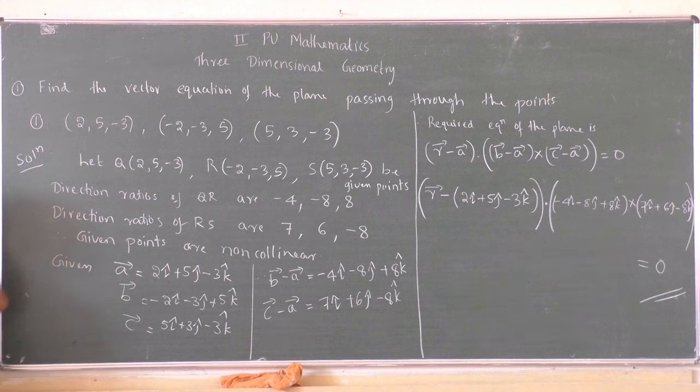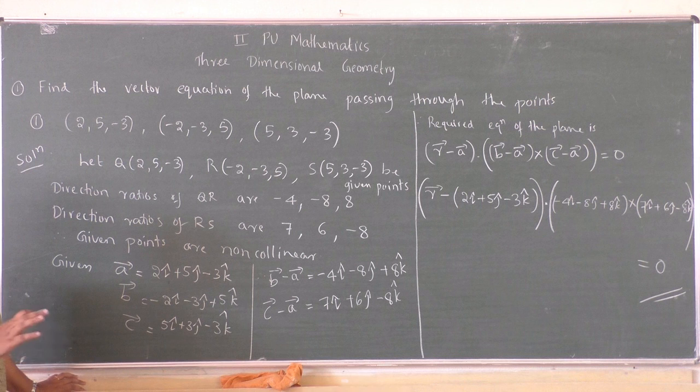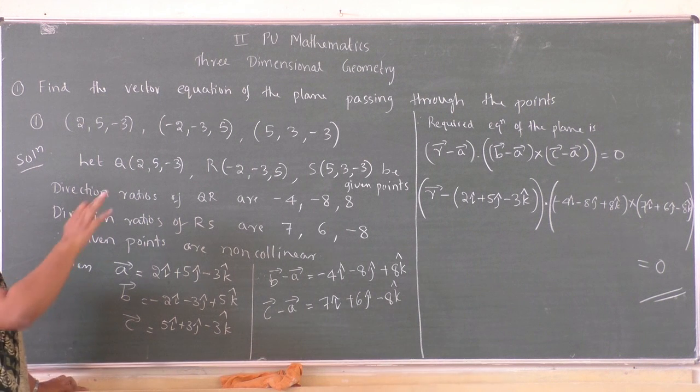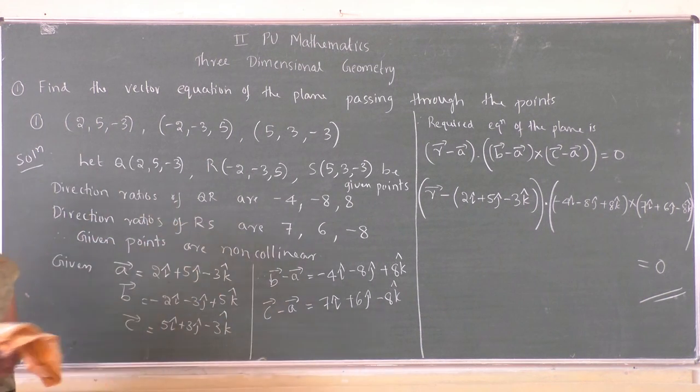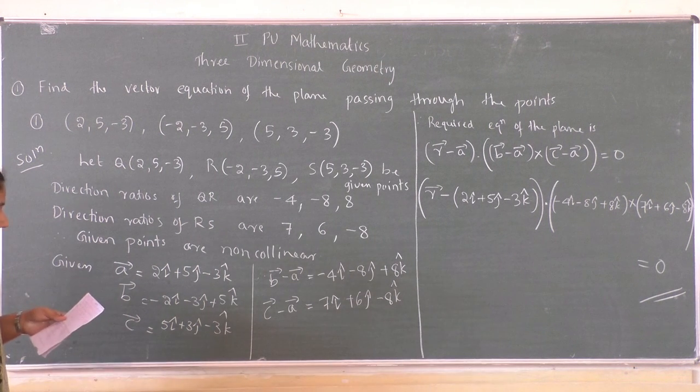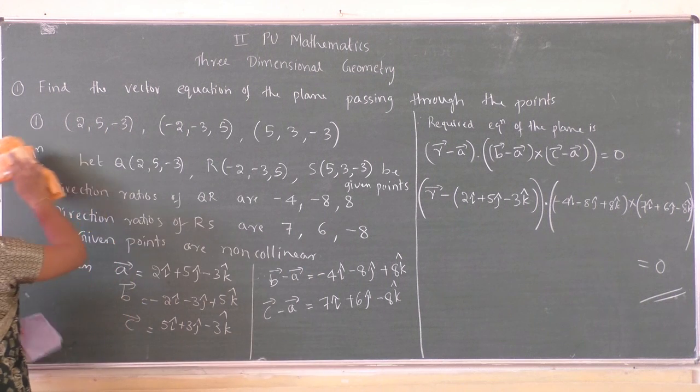So first you have to check whether the given points are collinear or not. If it is non-collinear, then use the same thing. If the points are collinear, then you have to write there are infinitely many planes passing through the given points. Next question.